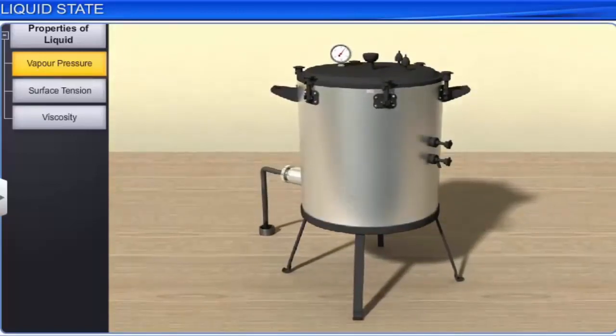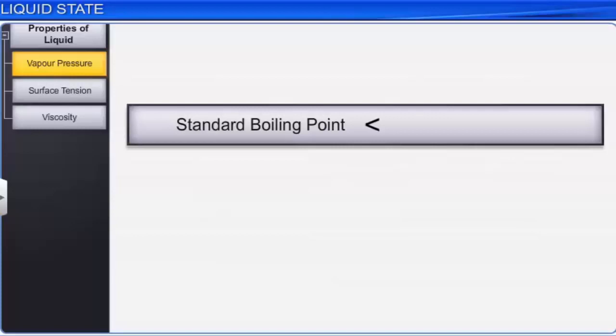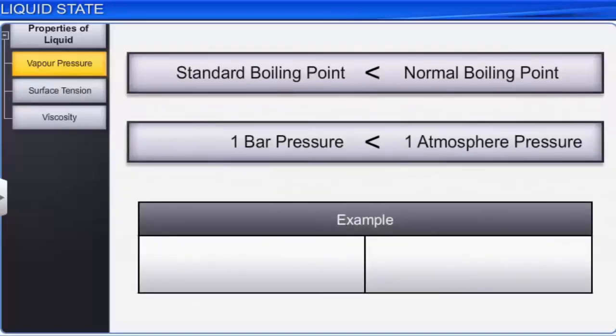If the external pressure is 1 atmosphere, the boiling temperature is called the normal boiling point. And if the external pressure is 1 bar, the boiling temperature is called the standard boiling point of the liquid. The standard boiling point of a liquid is slightly lower than the normal boiling point, as 1 bar pressure is slightly less than 1 atmosphere pressure. For example, the standard boiling point of water is 99.6 degrees Celsius or 372.6 Kelvin. And normal boiling point of water is 100 degrees Celsius or 373 Kelvin.